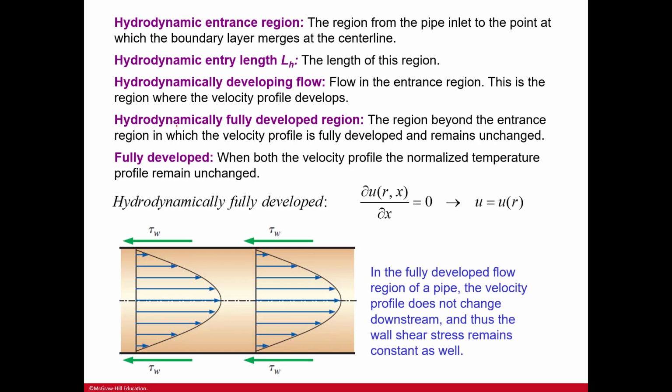Here you have the entrance region. That's where the boundary layer merges at the center line. It's the pipe inlet. The entry length is the measurement of that region. Developing flow is the flow in the entrance region because you are developing. The fully developed region is when those velocity profiles remain unchanged. And then when you get to thermally fully developed, that's when you have not only that velocity profile unchanged, but as well as a normalized temperature.